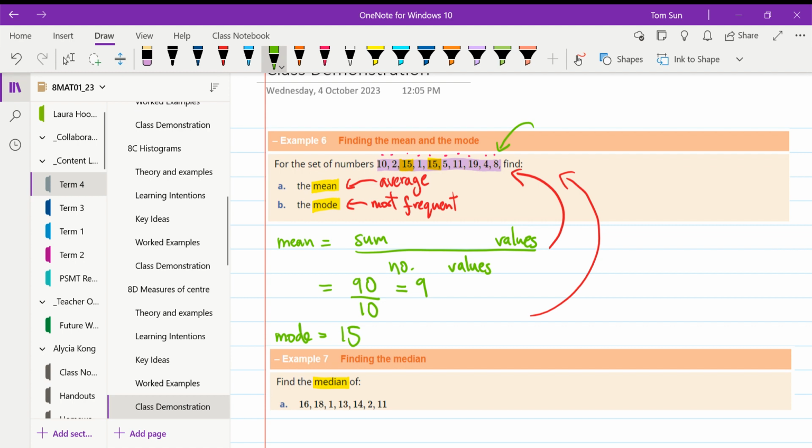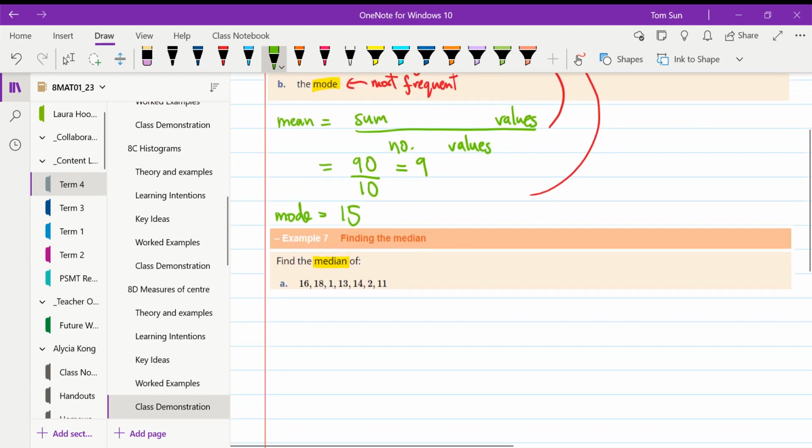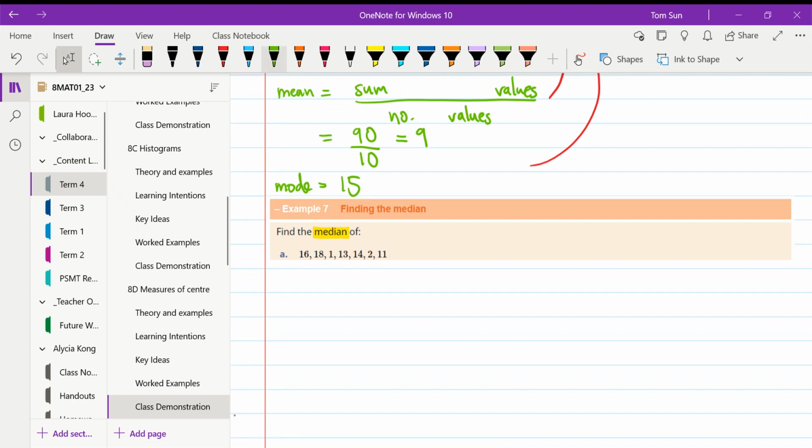Just notice I just wrote mode equals 15. That's it, because it's the one that appears most frequently. Median is one of the harder ones, probably out of the three. So here's what you do with the median.